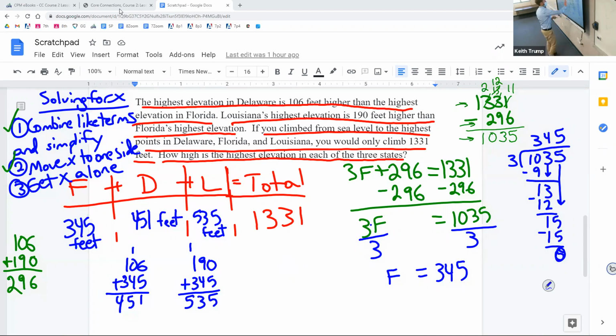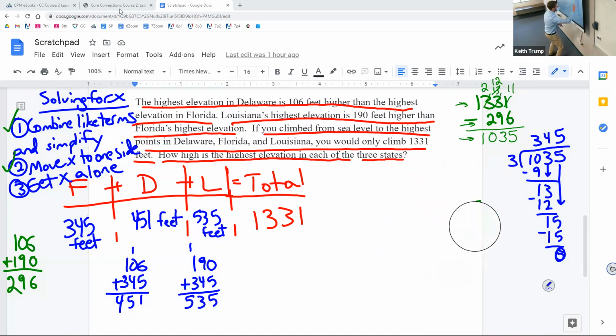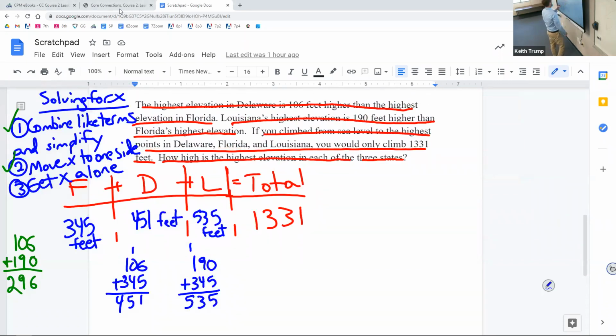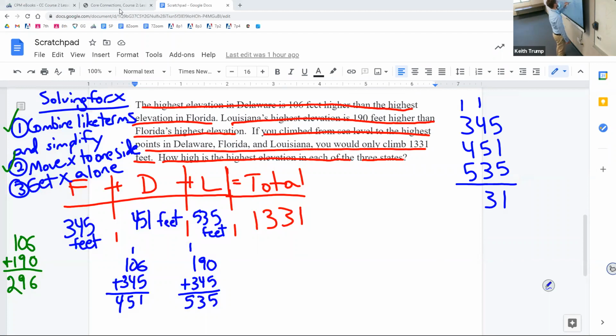So here we go. I'll make some space over here. All right, so 1331. So I've got 345. I've got 451. And I've got 535. All right, so this is going to be 11. This is going to be 13. And this is going to be, let's see, 9, 10, 11, 12, 13. And we get 1331, which is our total. So I think it's pretty safe to say that we've determined the correct answer for this problem.